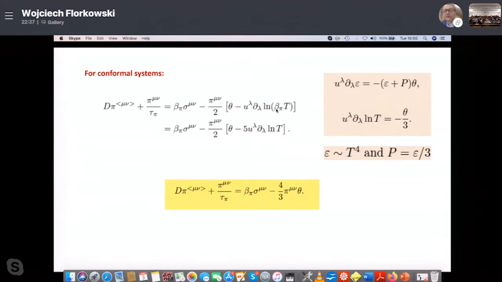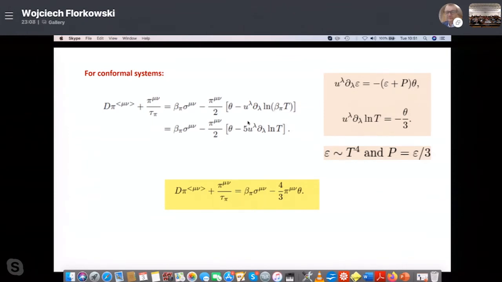The parameter beta, which is the kinetic coefficient, also should scale with the temperature as T to the fourth. So everything comes from dimensional analysis for the conformal case. And because we have logarithmic derivatives, many of the coefficients really disappear. It's the coefficient that determines how beta scales with temperature; I think the constant is not important.